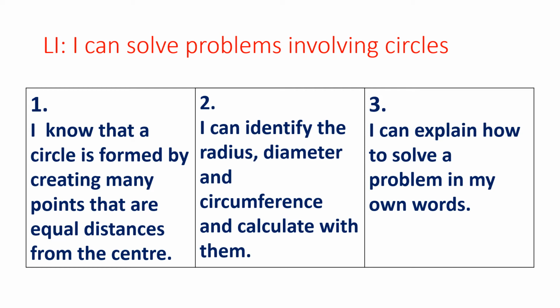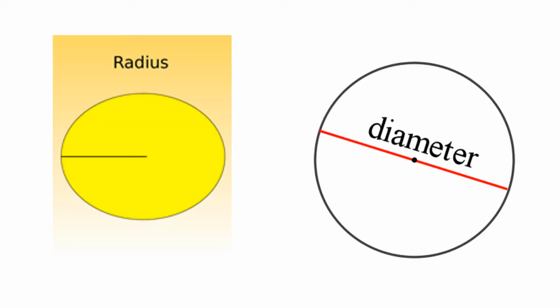Hello everyone. Today's maths lesson is I can solve problems involving circles. So there is some key language that we're going to learn today and that we'll need to remember. The first one is radius. So radius is from the middle point or center point of a circle to the outside edge. Diameter. Diameter is the line that goes from edge to edge but goes through that center point. That's really important. It is only a diameter if it goes through the center point.